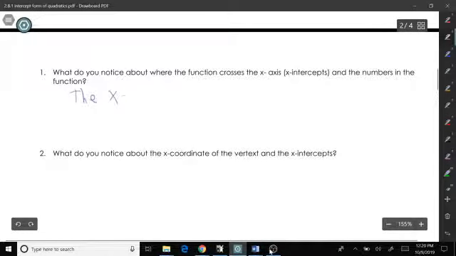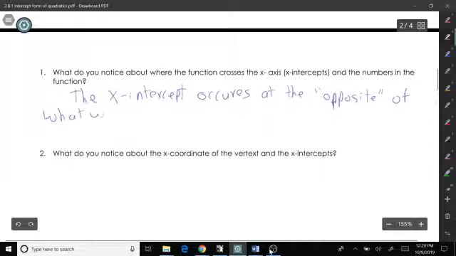So the x-intercept occurs at the opposite of what we see. So x plus 2, that means x equals -2 is the intercept.